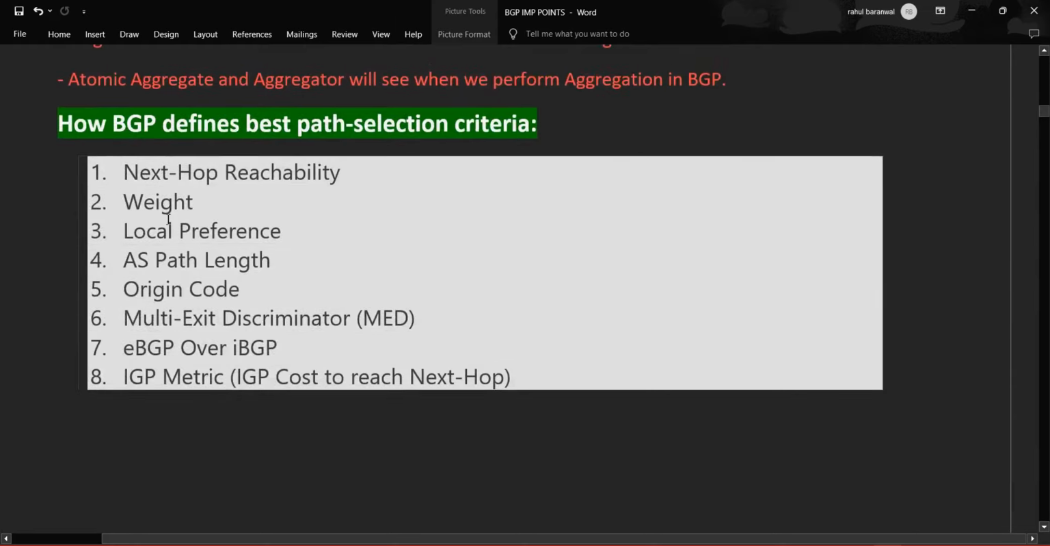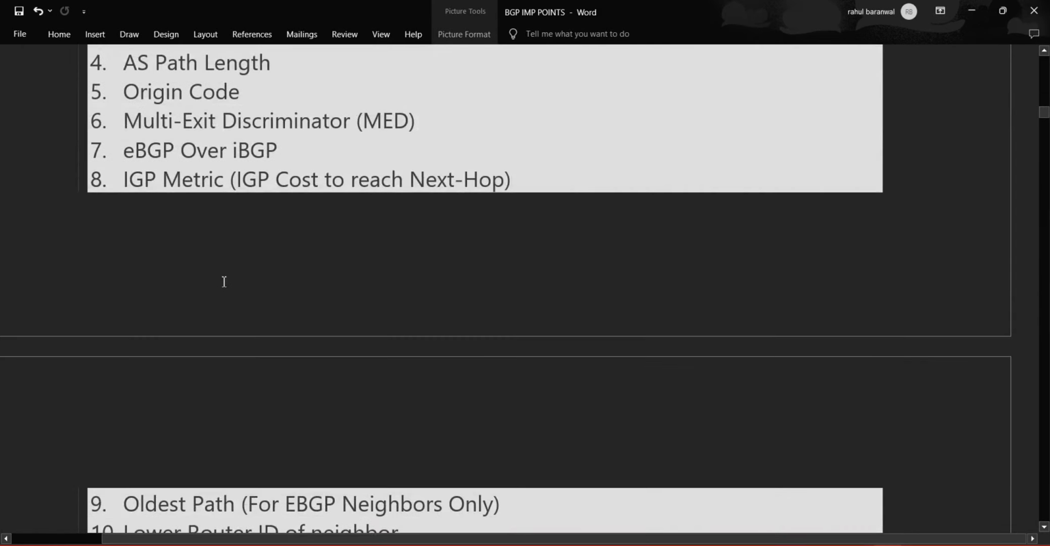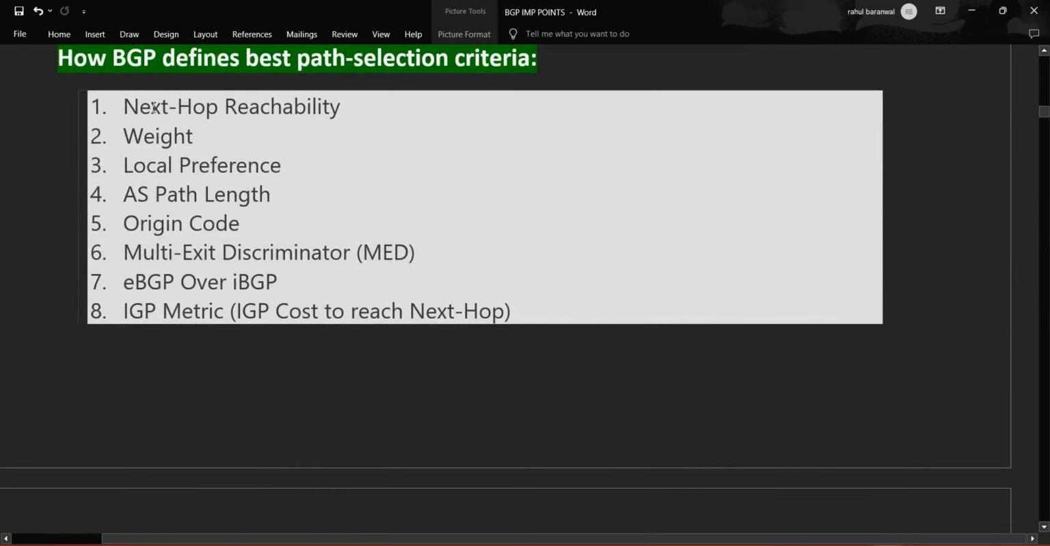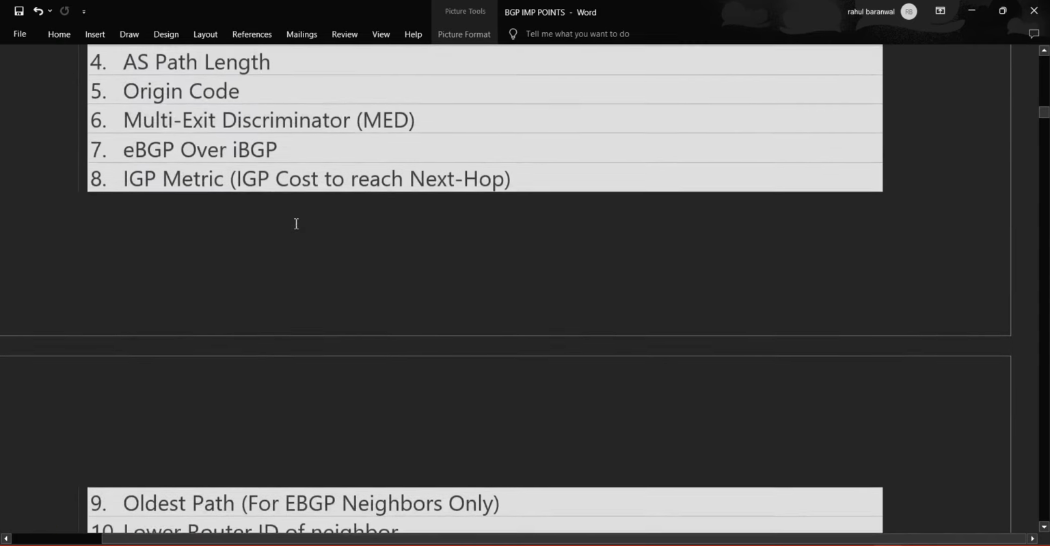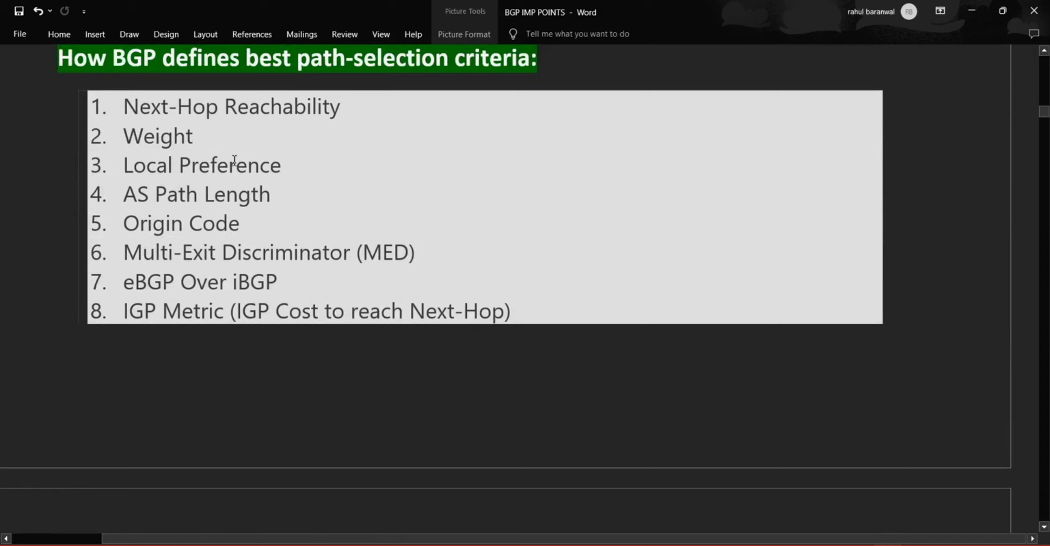Here we have the BGP path selection criteria, and we need to memorize these. These are the 11 BGP path selection criteria. First one is next hop reachability, second is weight. We will understand them one by one in detail. Third one is local preference. Fourth, AS path length. Fifth one is origin code. Sixth one is multi-exit discriminator. Seventh one is eBGP preferred over iBGP. Eighth one is IGP metric.